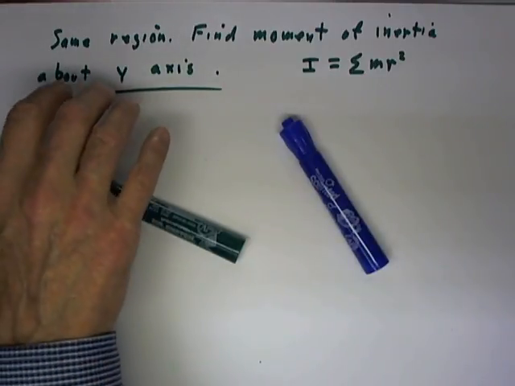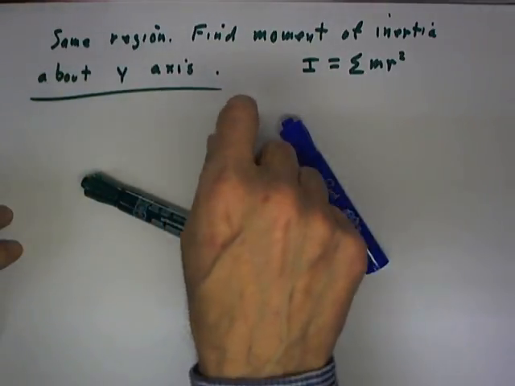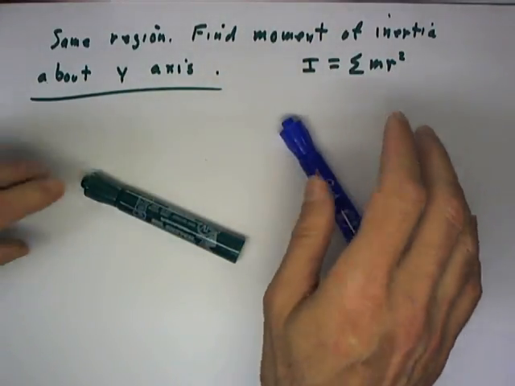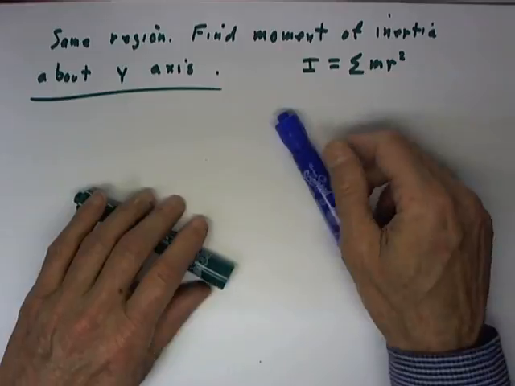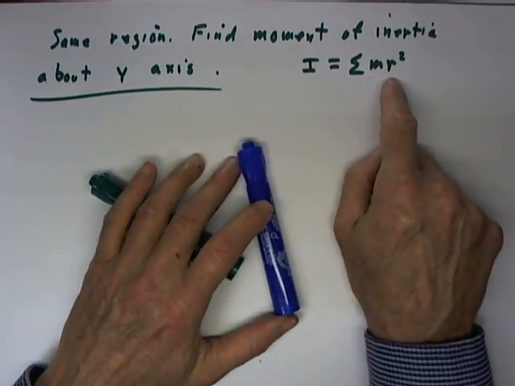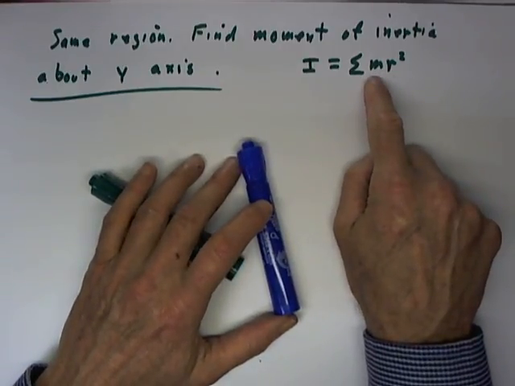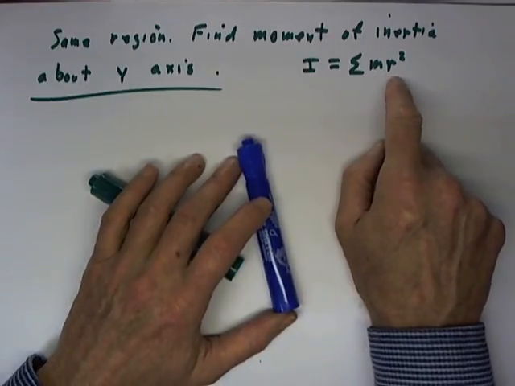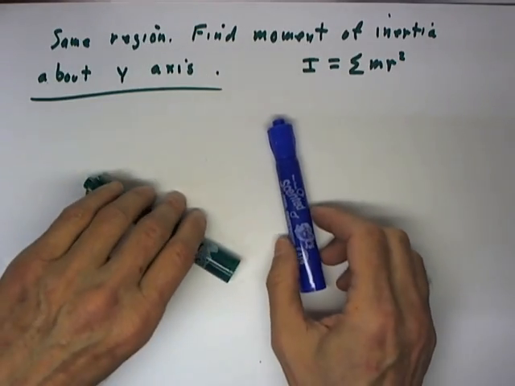As another example, let's consider the same region, and we want to find the moment of inertia about the y-axis. Now, moment of inertia is defined as the sum of mr squared, where m is the mass, and r is our distance from the axis of rotation. In this case, the axis of rotation is the y-axis.